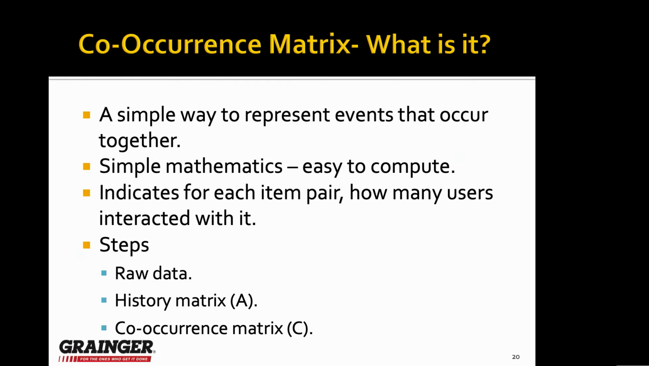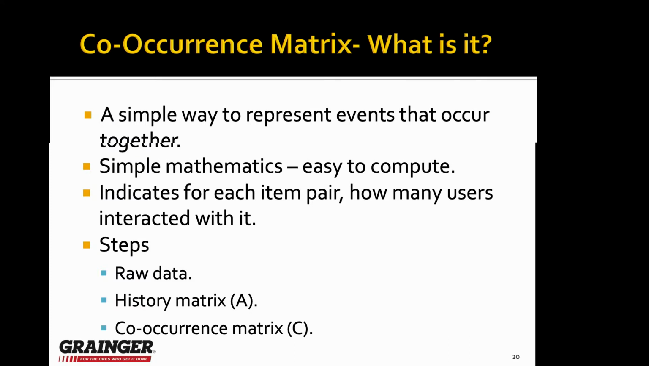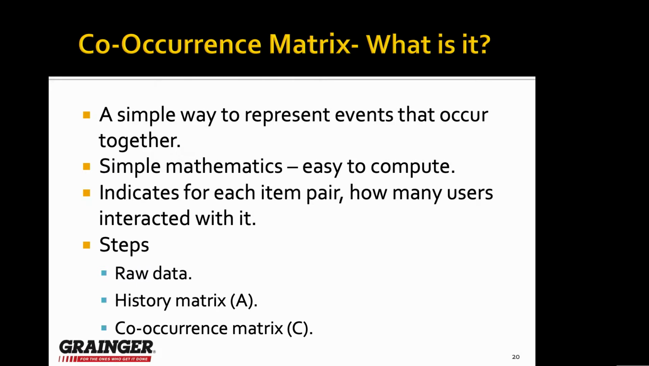A couple of steps. The first is we're going to have our raw data. We already saw that. That was that huge listing of random stuff I put together. History matrix, we already saw that. You compress it down. That gives you basically users and items. Co-occurrence matrix, this is what we're going to introduce now. A new matrix, and it's really easy.